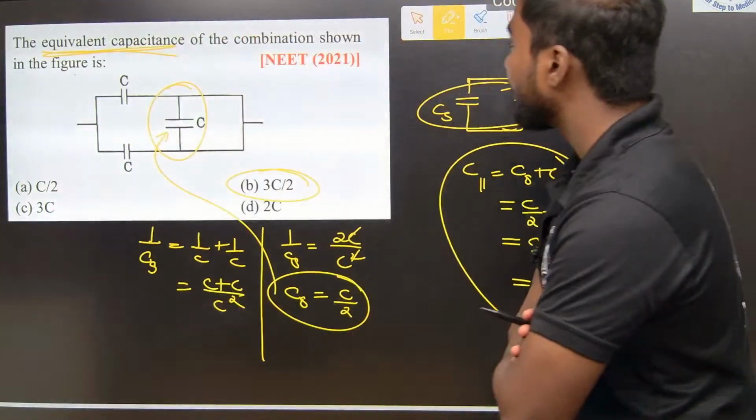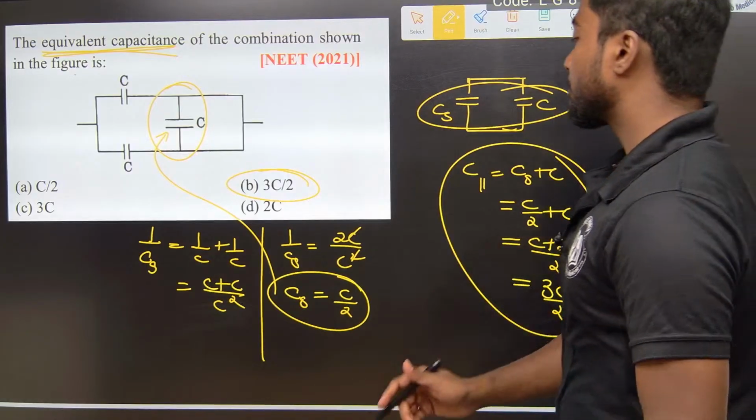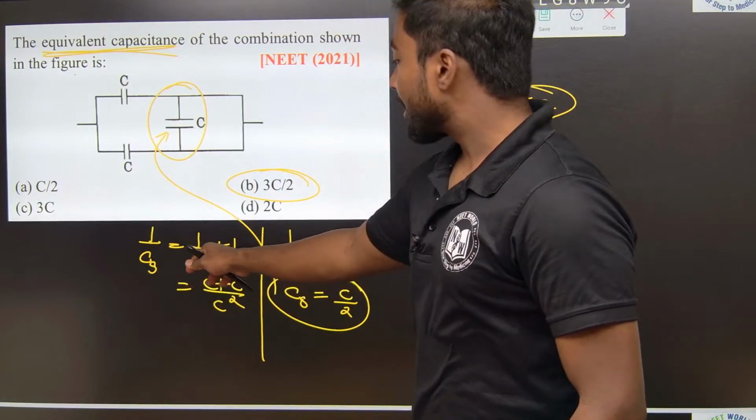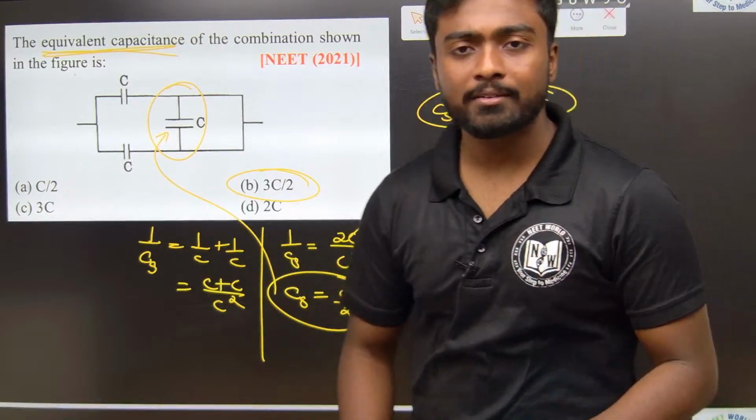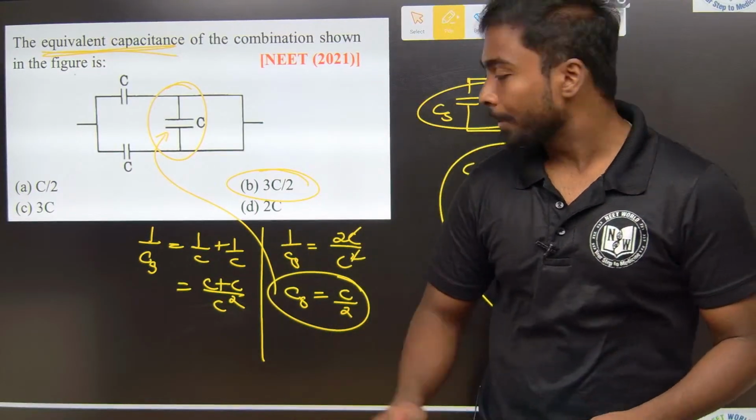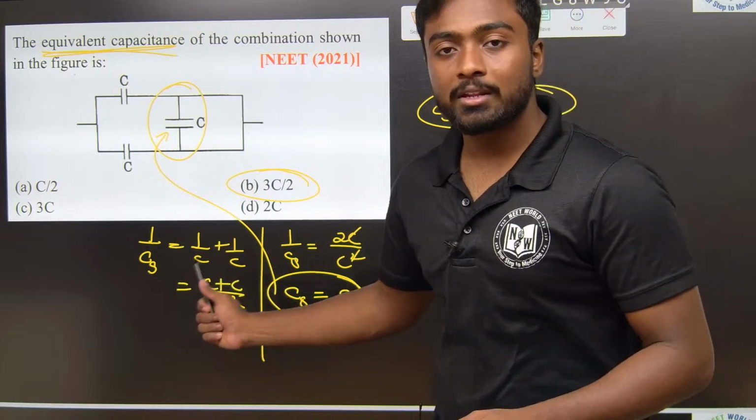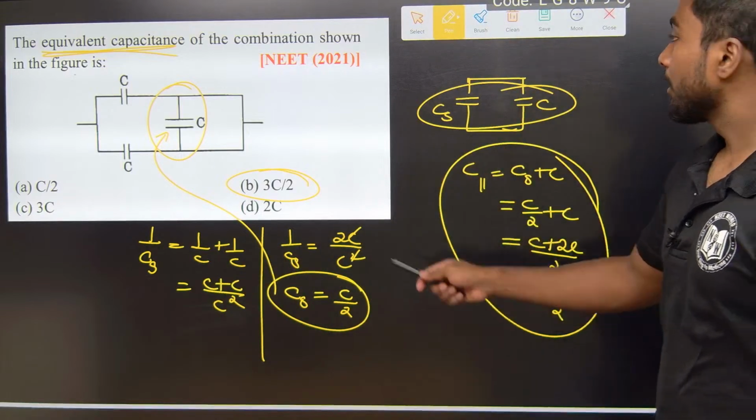I hope you got the answer right. You understood the method also. First we have taken it into series. Series formula is 1 by C is equal to 1 by C1 plus 1 by C2, and parallel formula is equal to C1 plus C2.